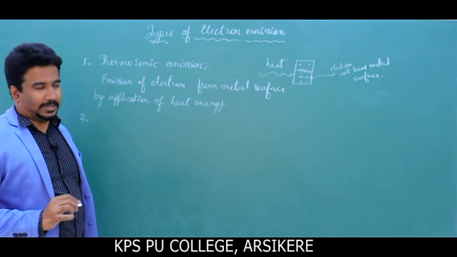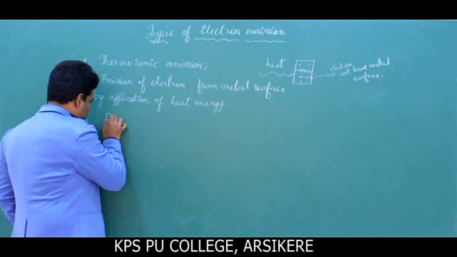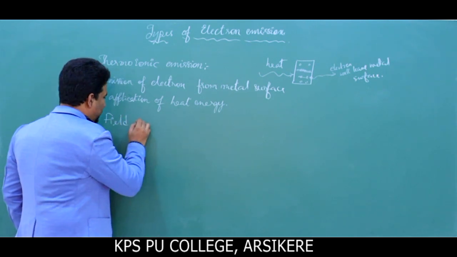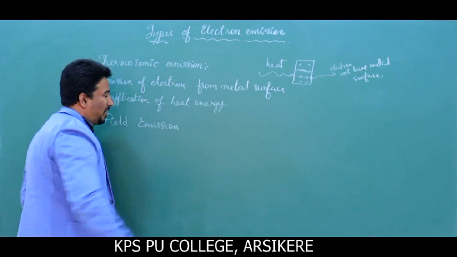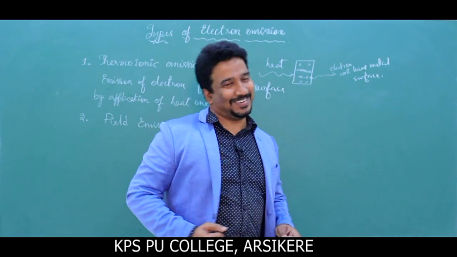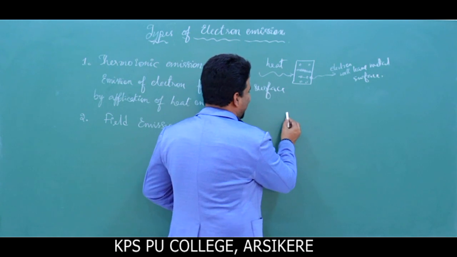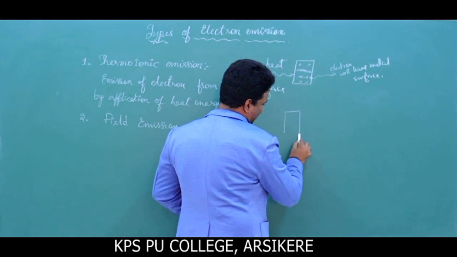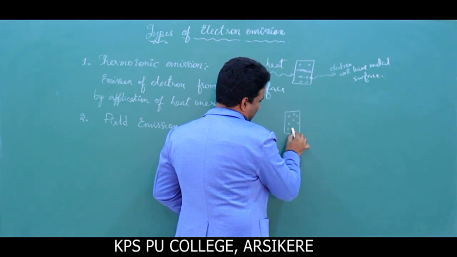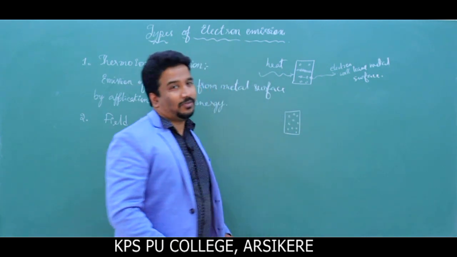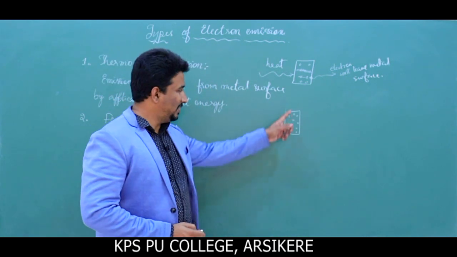Field emission. Sir, what is this field emission? Football field, cricket field? No, electric field. Look here. We have a metal here, and inside the metal there will be free electrons freely moving inside the volume of the metal. So these are the electrons.